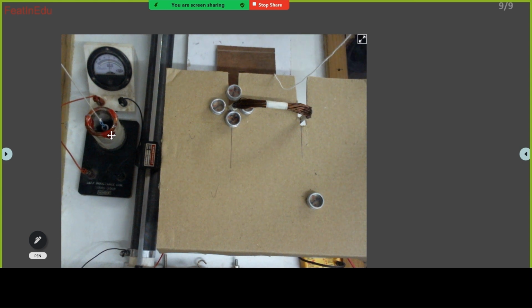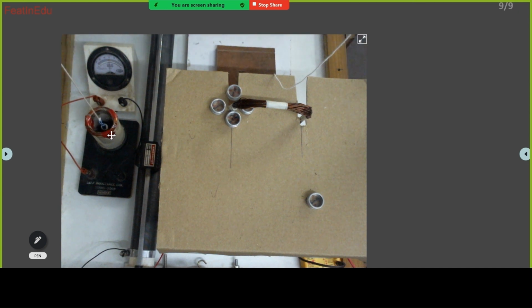Now I am going to pull this magnet out of the coil. Now what should happen? The deflection will be to the right. That means the current induced will be in the opposite direction, because there is a change in magnetic field. There is a lot of magnetic field inside the coil, but it is stationary. It is not in motion. The magnetic field must be in relative motion with respect to the coil. So it is at rest, so there is no current.